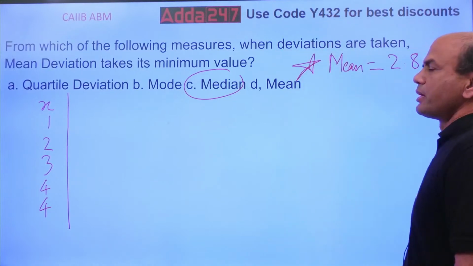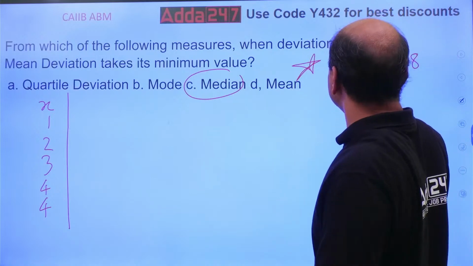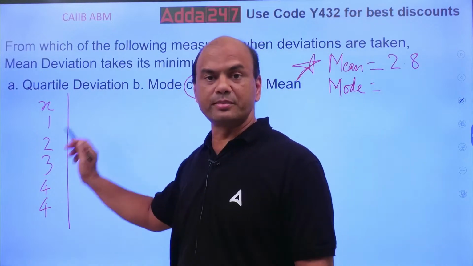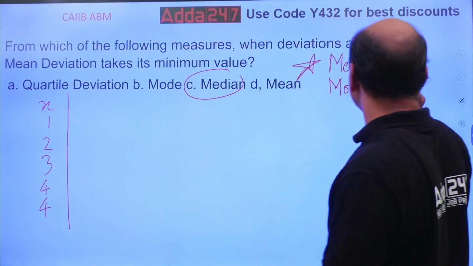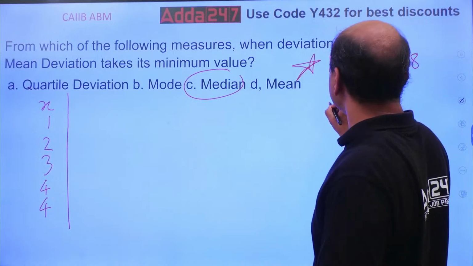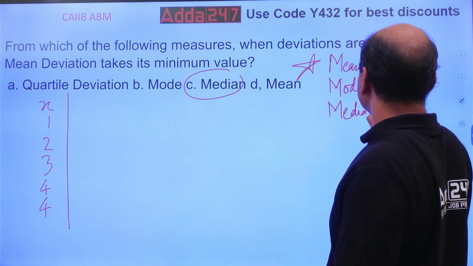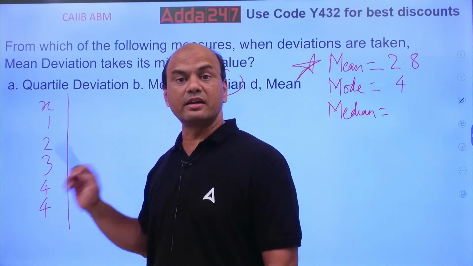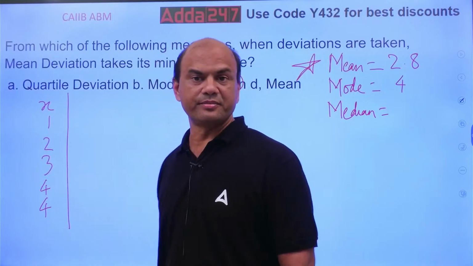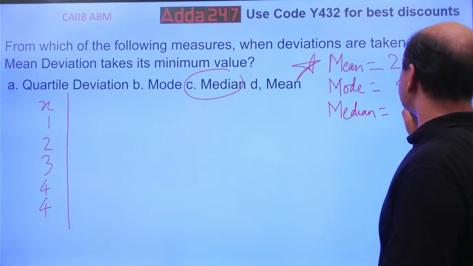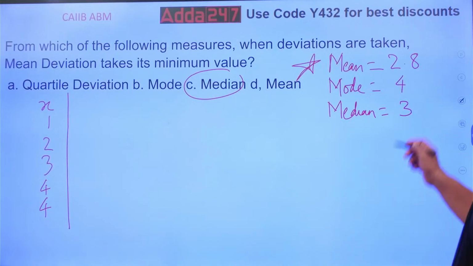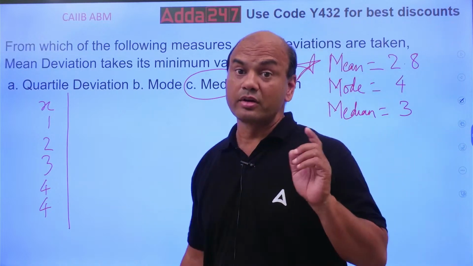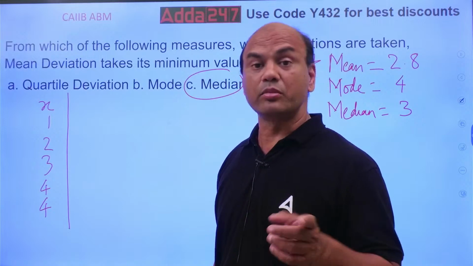Mean is 2.8. What is mode? Mode is which comes the maximum number of times. Who comes maximum number of times over here? 4. So mode equals 4. What is median? Median means arrange the numbers in serial order and take the central number. The central number is 3, so median is 3. Now we have got mean, mode, median. Now find out the deviation. But remember, whenever you find the deviation, take the modulus.